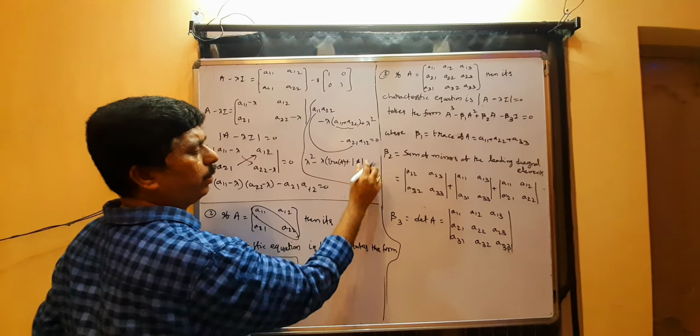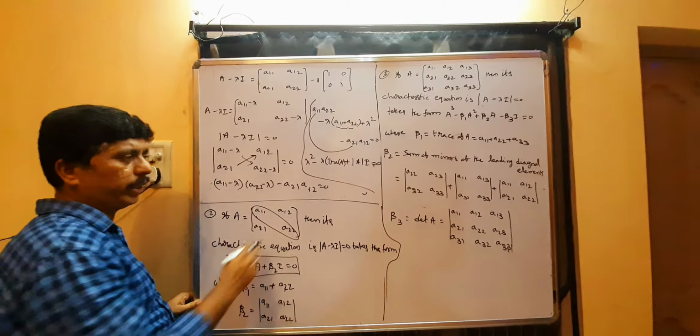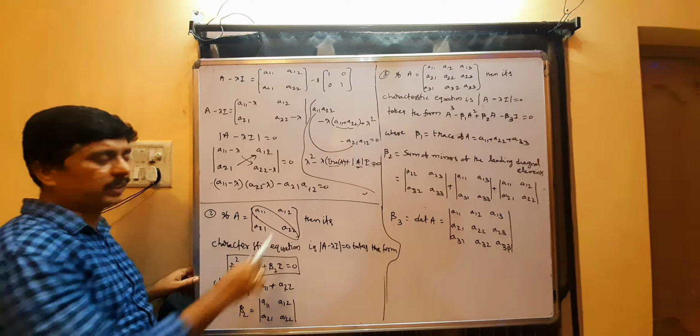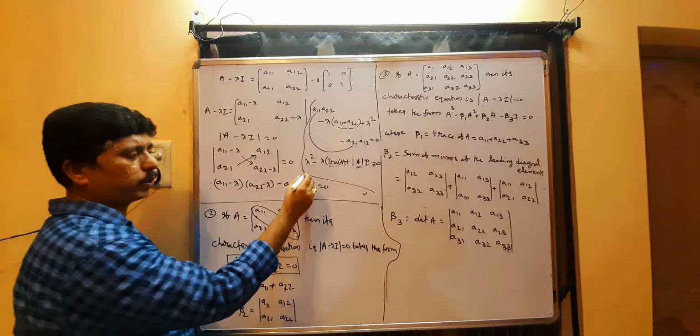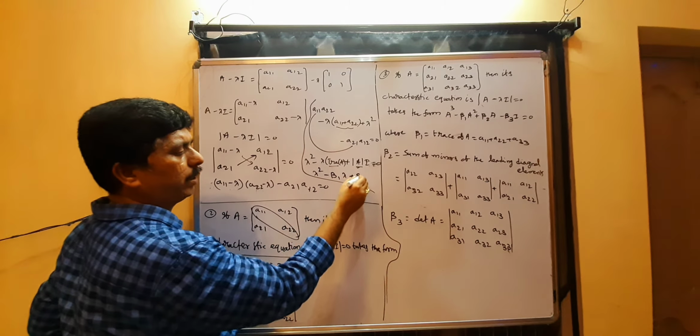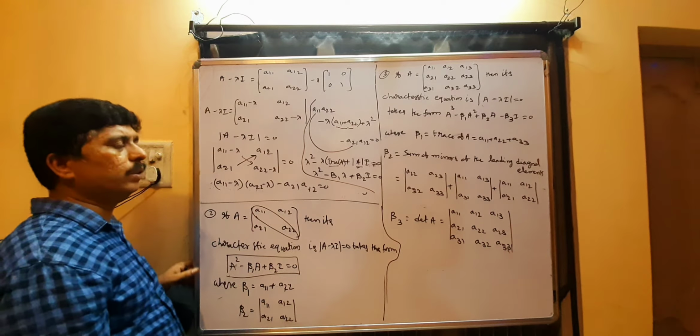Det A into I you have to write equal to 0. This one we can take as beta 1, and this as beta 2. So the characteristic equation here is lambda square minus beta 1 into lambda plus beta 2 into I equal to 0. Alternate plus and minus you have to take.